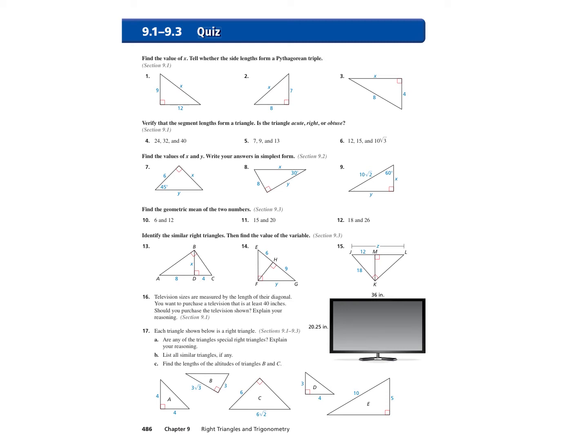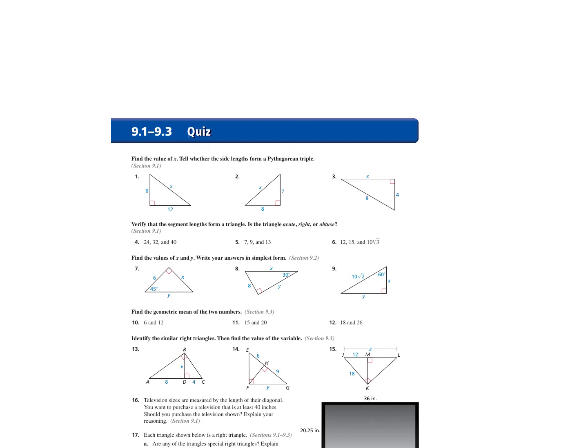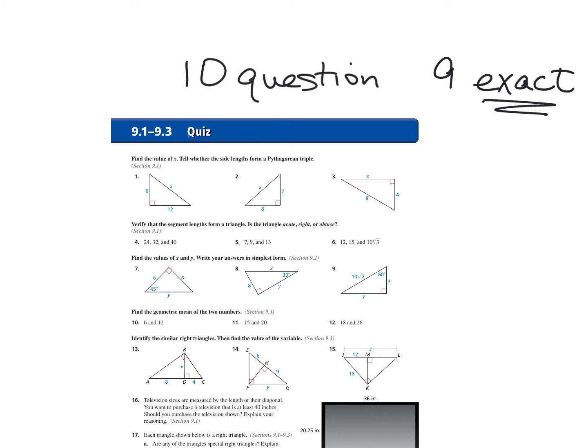Okay, so tomorrow's quiz has 10 questions. Out of these 10 questions, 9 of them you are going to be leaving your answers exact. So I'll be looking for your answer in simplest radical form. Now, some of them would be perfect squares, and then when you square root it, simplest radical form would be an integer.